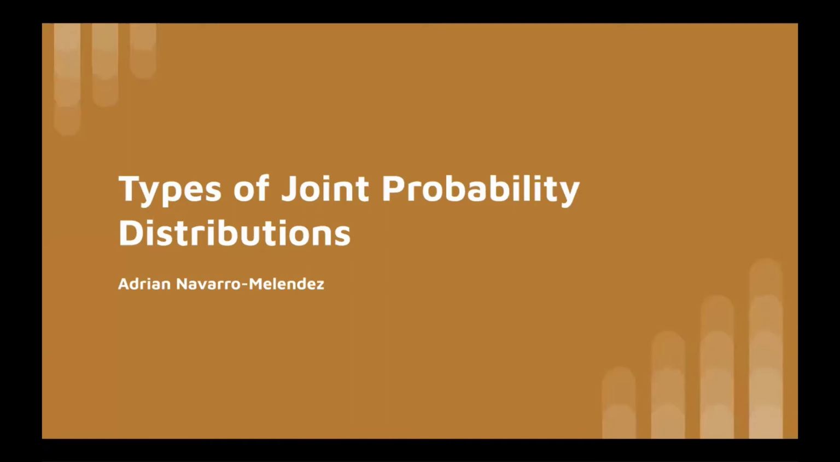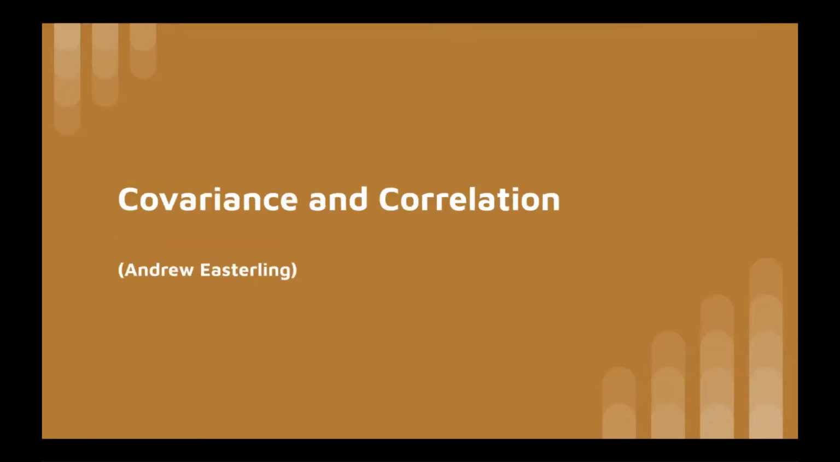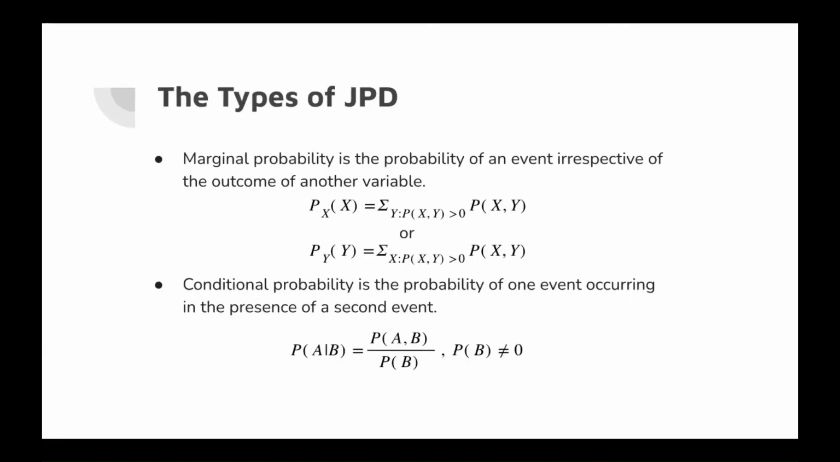Okay, so I'll be talking about types of joint probability distributions. So next slide. So first we'll have marginal probability. Marginal probability is the probability of an event irrespective of the outcomes of another variable.